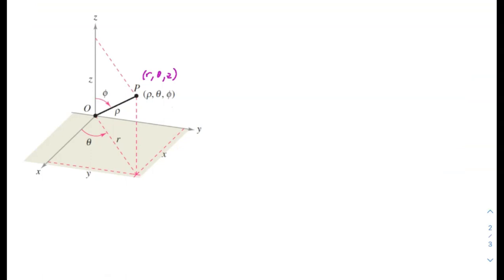Finally, we need to see how we are able to switch between spherical and cylindrical. So let's say that we know rho, theta, and phi, and we are trying to find r, theta, and z. So let's see. R. Well, given that I have phi, and r can also be written up here, it looks like r equals rho sine phi.